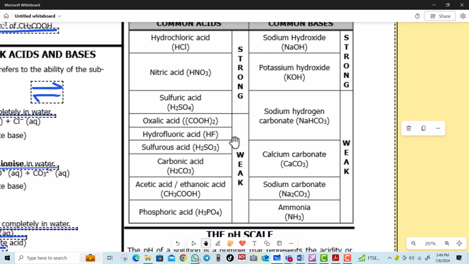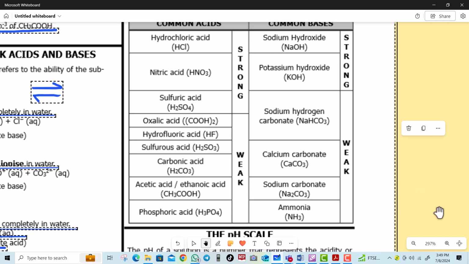And then for the weak acids, we have oxalic acid, hydrofluoric acid, sulfurous acid, carbonic acid, acetic or ethanoic acid, and phosphoric acid. And then for the weak bases, we have sodium hydrogen carbonate, calcium carbonate, sodium carbonate, and ammonia. Now these are the weak bases.